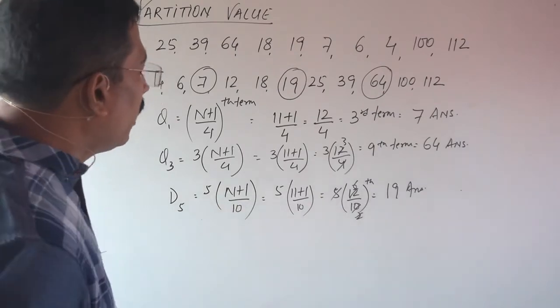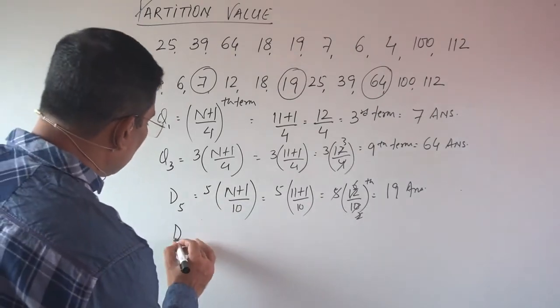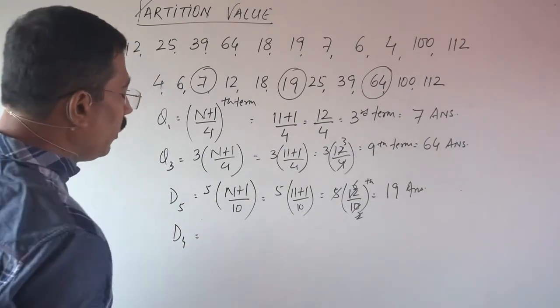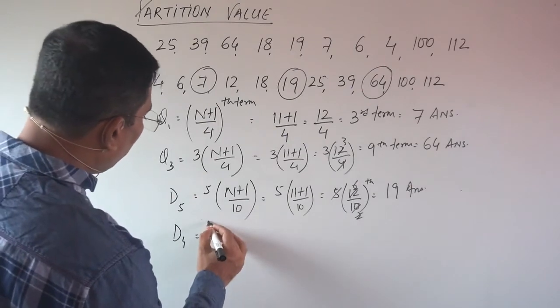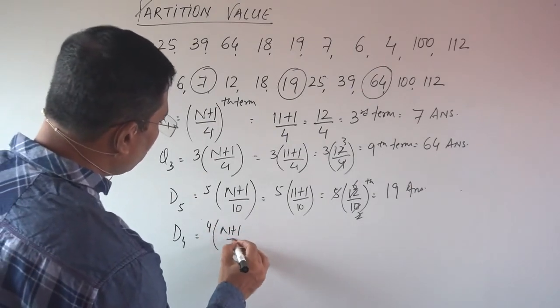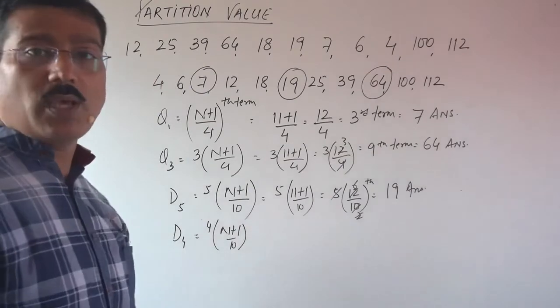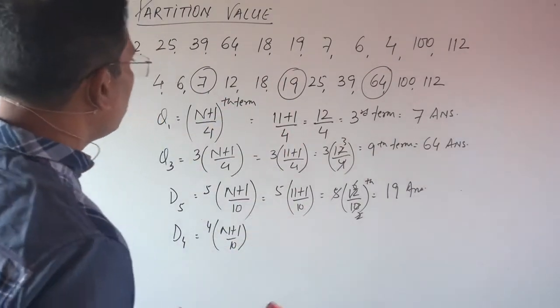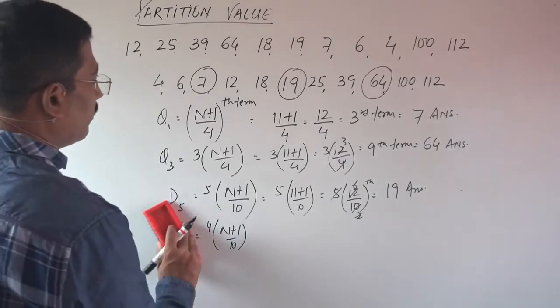D5 means 5 times (n plus 1) upon 10. Okay. If the question says calculate D4, then how will you calculate? The same. Here it will be 4 times (n plus 1) upon 10. Okay. So the individual series is very clear. Now the next is discrete series.